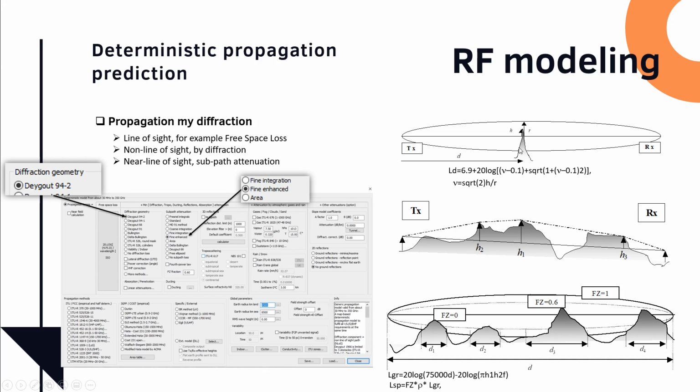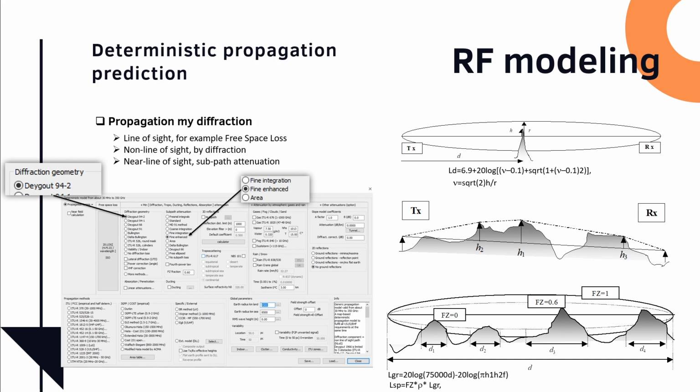For example, here on the right-hand side, in the first image you see a single knife edge obstacle. If there's an obstacle in the path, then the signal will diffract based on the clearance ratio, meaning how much the obstacle is obstructing into the Fresnel zone. This is the diffraction. This is a single knife edge diffraction, but HTZ uses Deygout 94, which uses multiple knife edges. This adds accuracy to the predictions.